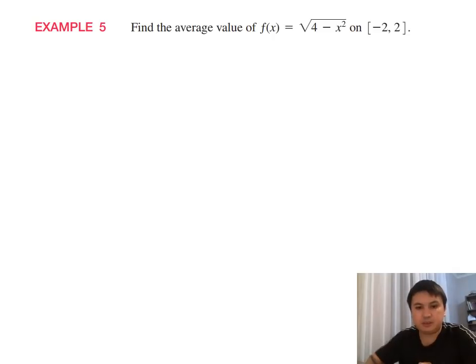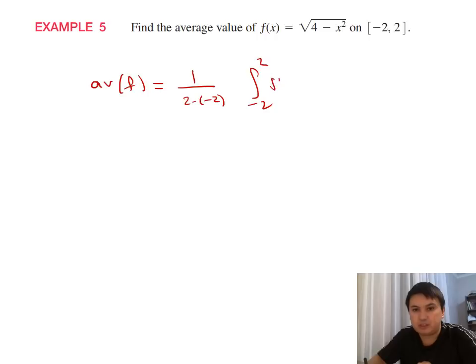All right, so let's calculate the average value of the function given here on -2 to 2. By the definition, this average value is going to be 1 over b minus a, so this is 1 over 2 minus (-2), times the integral from -2 to 2 of this function, the square root of 4 minus x squared, dx, right? Okay, so how do we integrate the square root of 4 minus x squared?